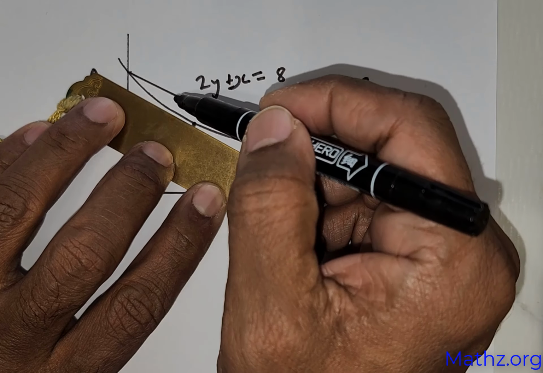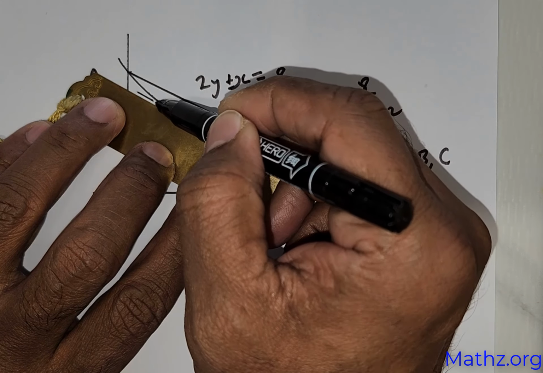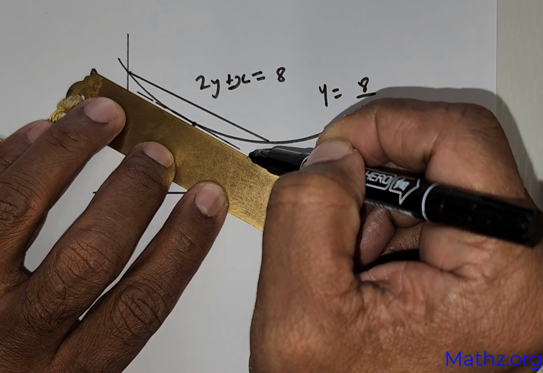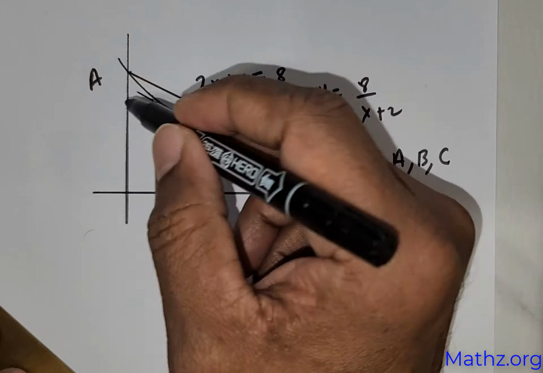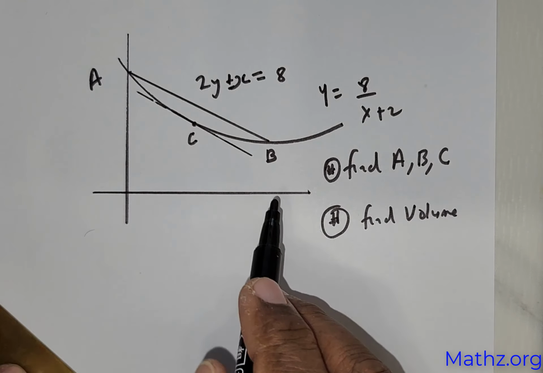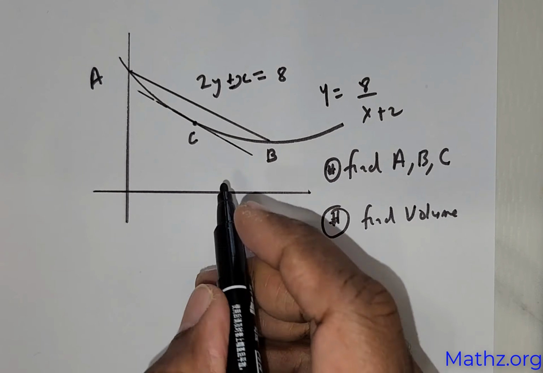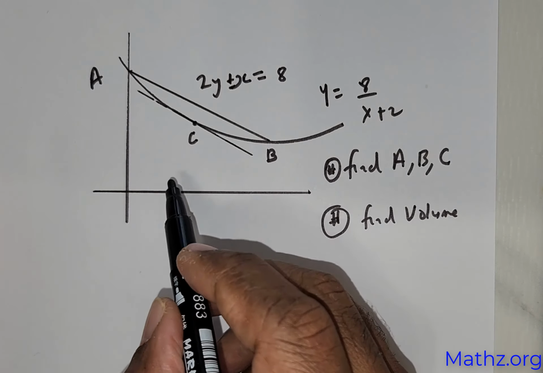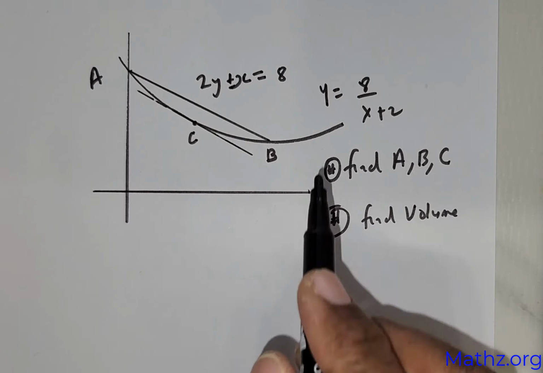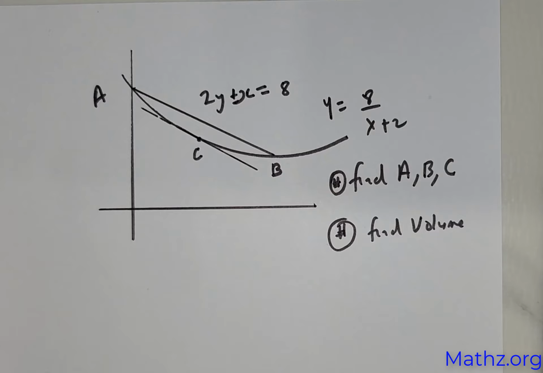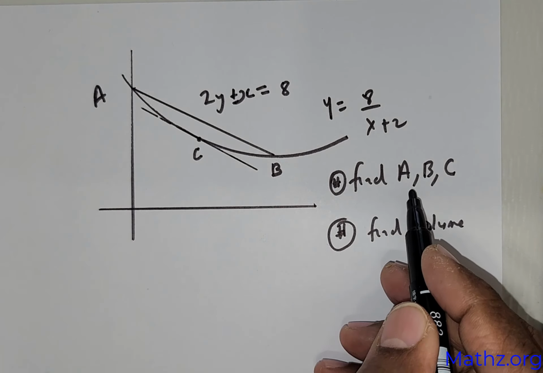This is an extra information given, and that this tangent is parallel to the line AB. Of course, if they are asking us to find the equation of a tangent, then this information becomes critical. Okay, so let us start off by getting the coordinates of ABC.